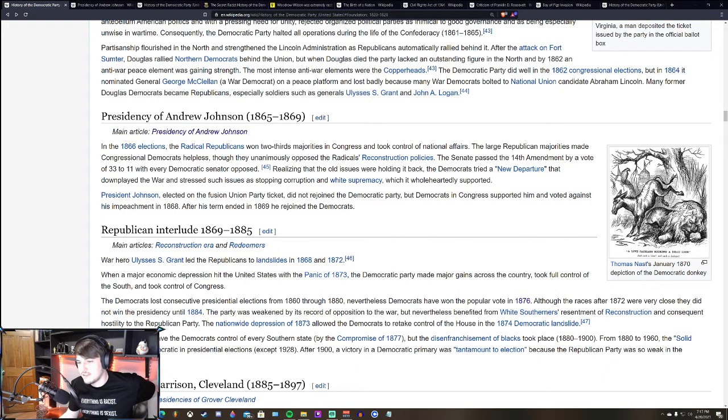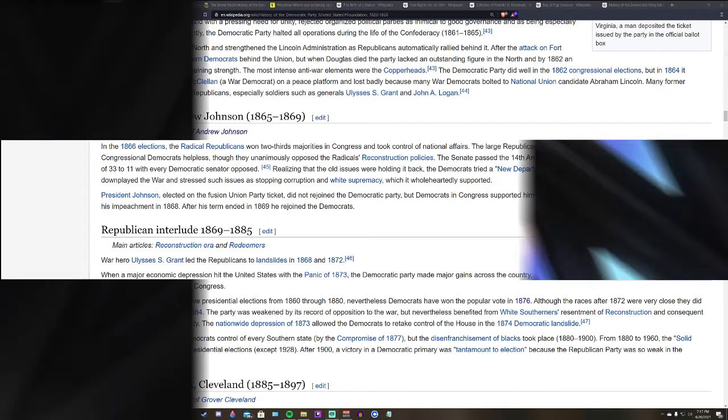Like, historically, Republicans have been driving social reform in order to give people their rights. And at every step of the way, oh, I even forgot one. What about the Civil Rights Act of 1964?